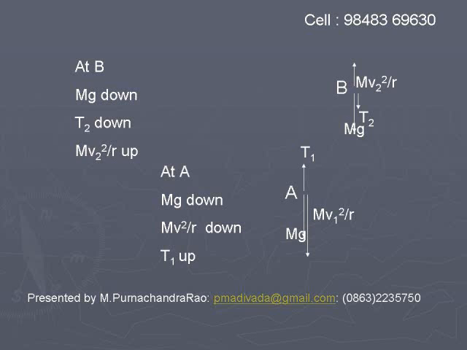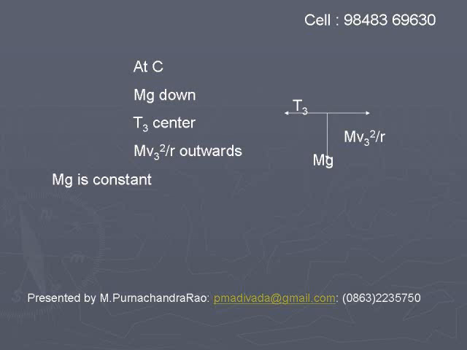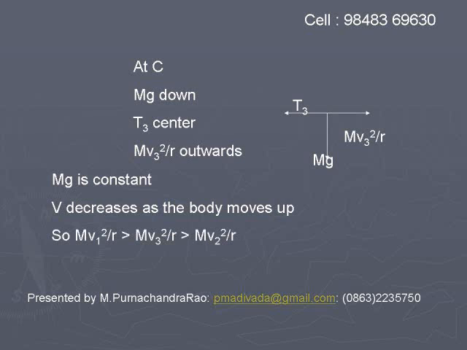At C, Mg is downwards, T3 is towards the center, and Mv3 square by r is outwards from the center. Mg is constant. V decreases as the body moves up, so Mv1 square by r is greater than Mv3 square by r, which is greater than Mv2 square by r. And T decreases as the body moves up.